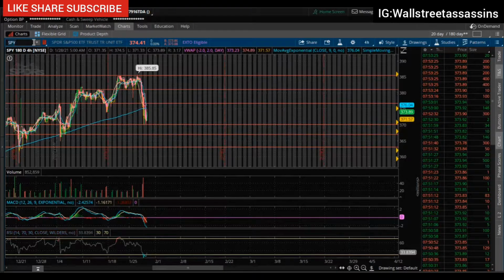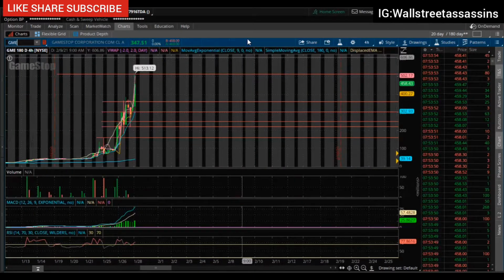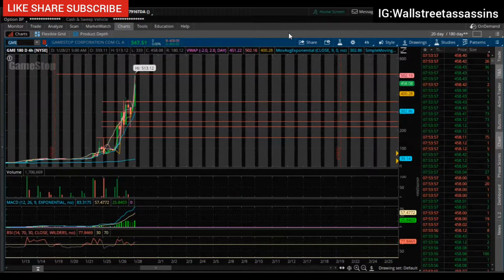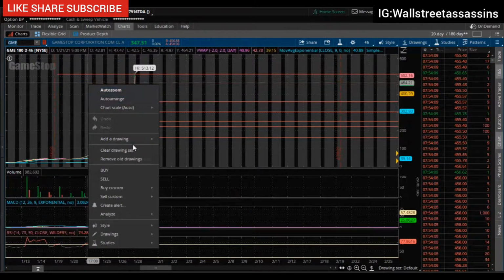But on the other hand, I want to teach you guys how to trade these meme stocks. These stocks are very volatile. They're moving very fast, which can be great for good profits, but you also want to protect yourself from any downside. So let's look at the king of all meme stocks, GameStop. GameStop is pushing up towards 513 this morning. We have since pulled back. We're sitting at 458.